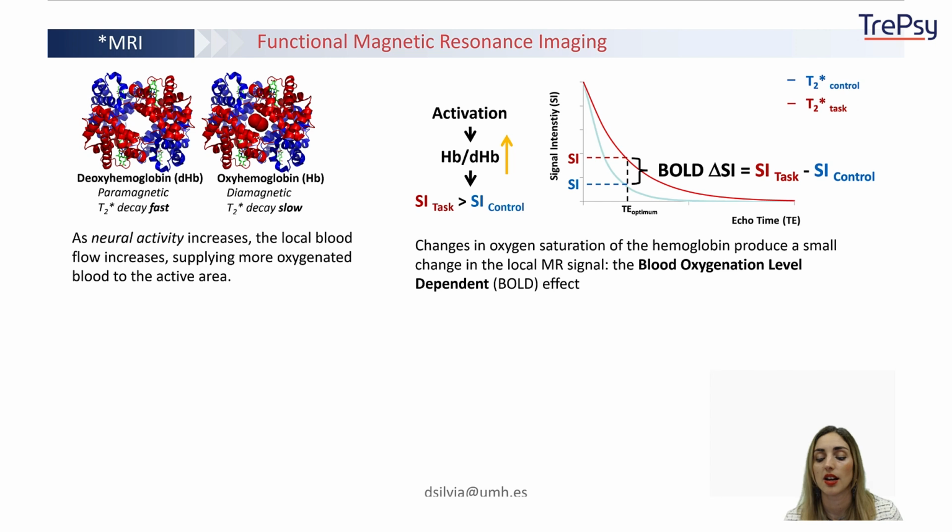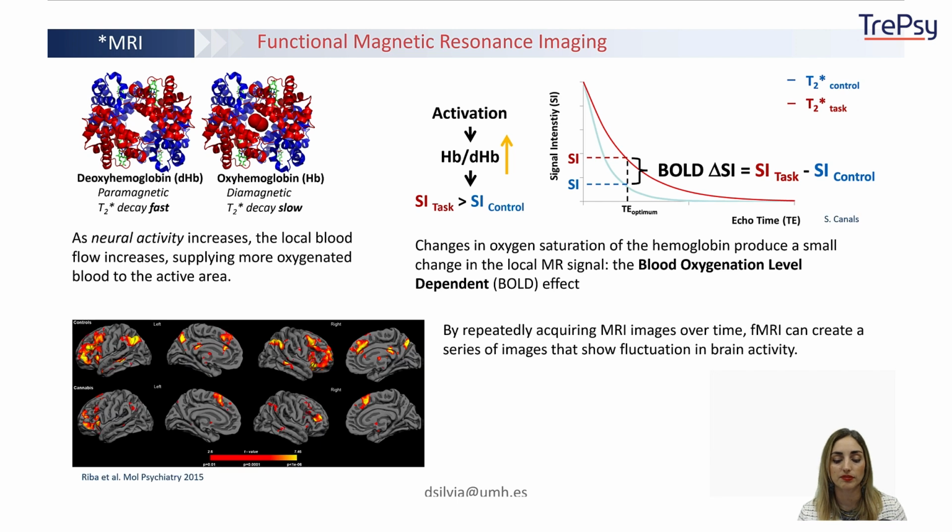In red, the curve that will correspond to an area or a moment of time in which there is an activation of that area compared to baseline. So this is all due to the changes in the concentration between oxy and deoxyhemoglobin. So this effect is called the BOLD, or blood oxygen level dependent effect, and is the contrast that is at the basis of functional MRI.